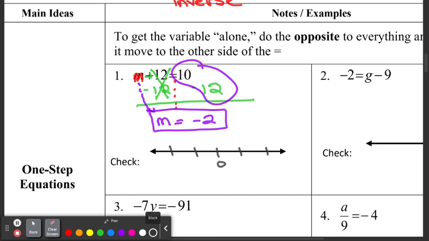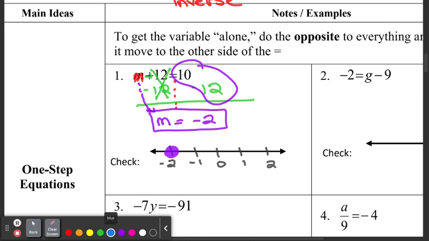Here's our 0, so this is 1 and this is 2, and then working backwards, I have that. So our solution, M equals negative 2, is right there. That's what the solution to an equation looks like.